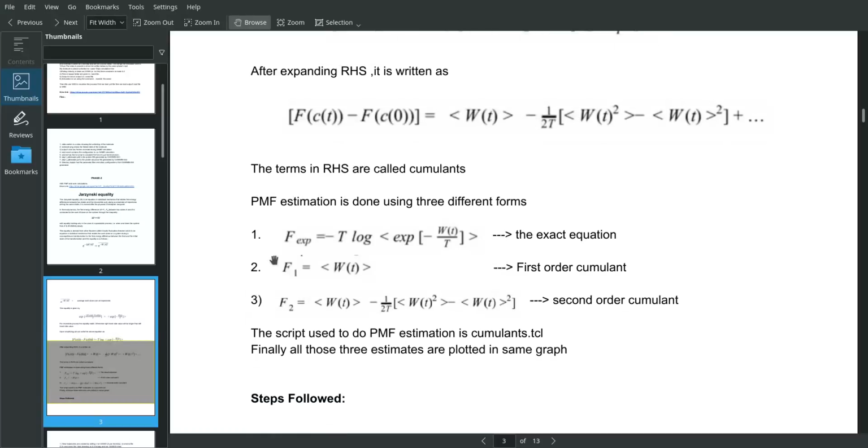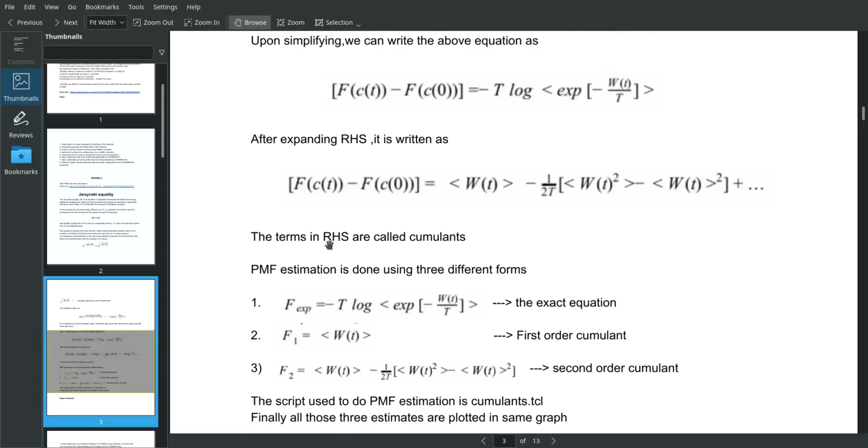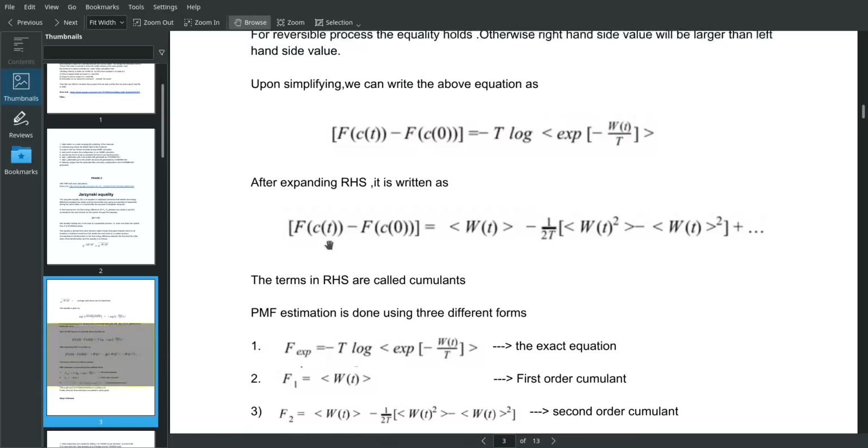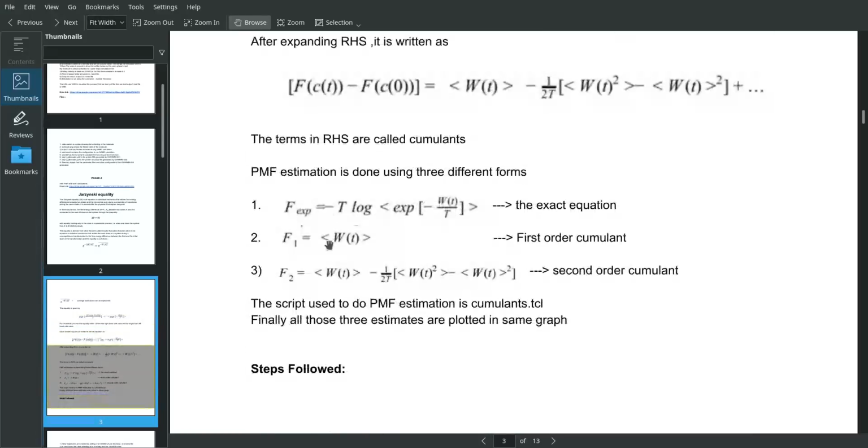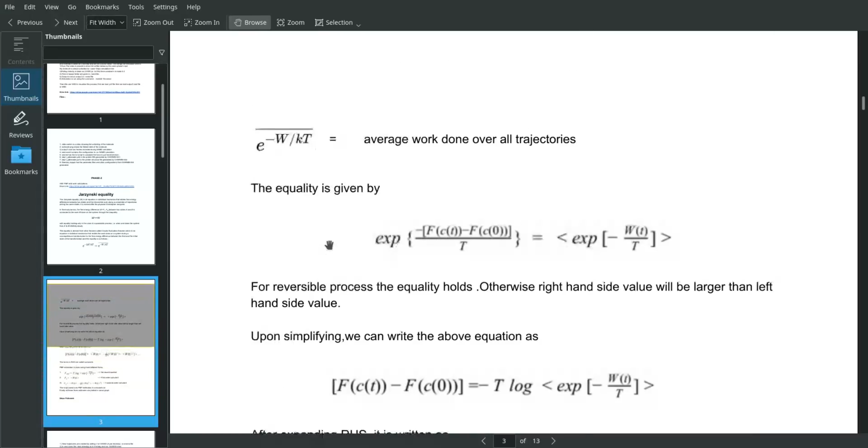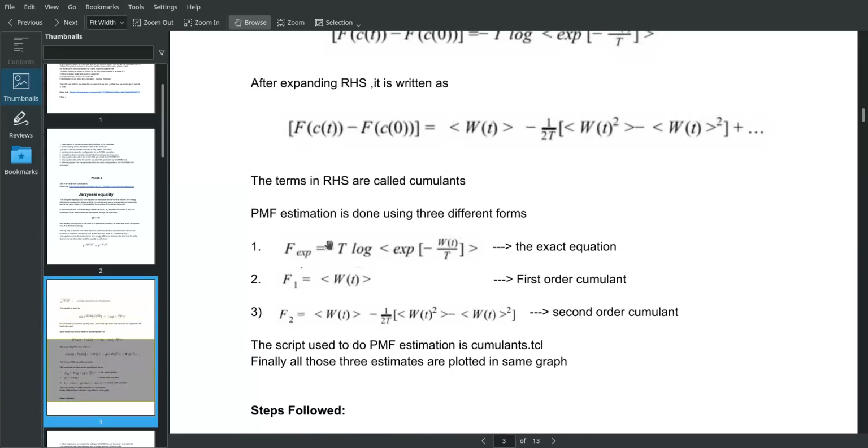So now the PMF estimation is done using these three different forms. F exponential is equal to −T log of the average of exponential of −W(t)/T. This is the exact equation we have discussed above. Now if we consider only the first-order cumulant, F1 equals the average of W(t), and F2 equals the average of W(t) minus 1/2 of the variance term.